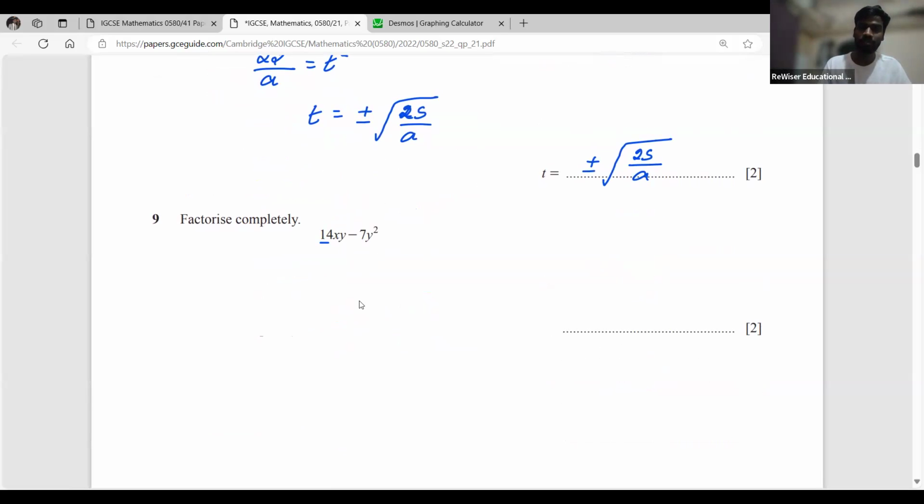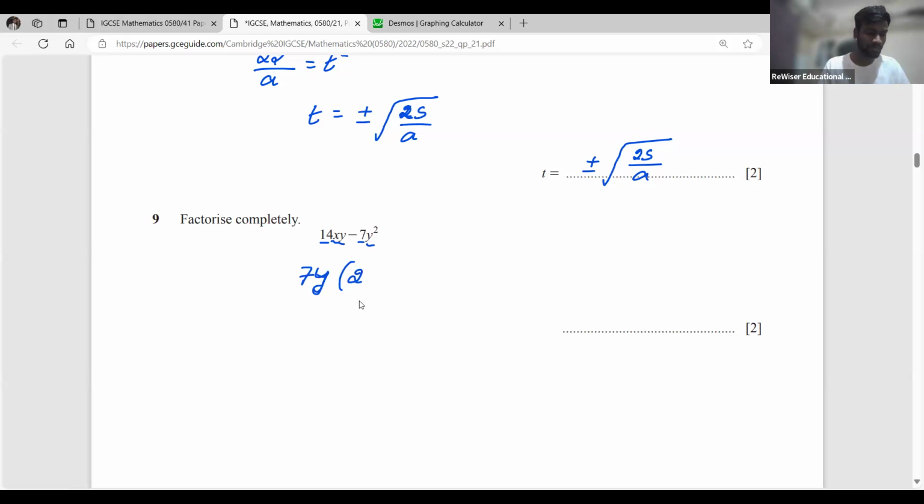So first of all, we look into the numbers. In the numbers, I can see it very clearly. Out of this 14 and 7, 7 can be factorized out. Out of this x times y and y squared, we can factorize y common out. So that's nothing but 7 times y multiplied by, if I take out 7 common out, I'll be just left with 2.